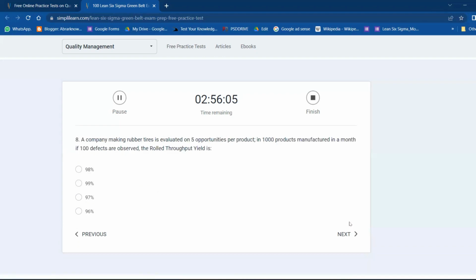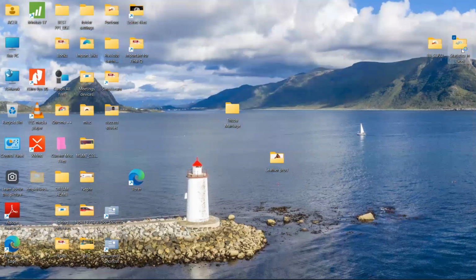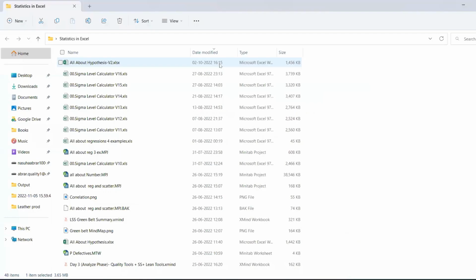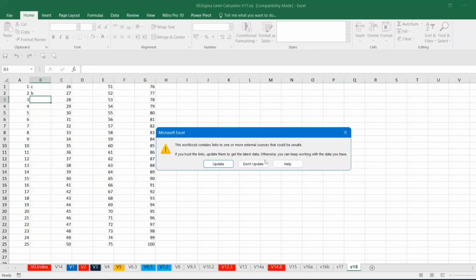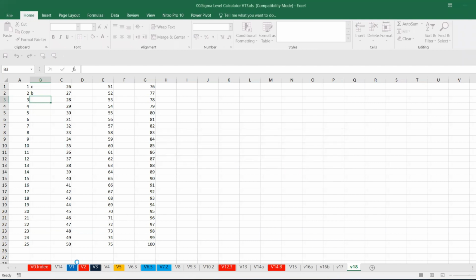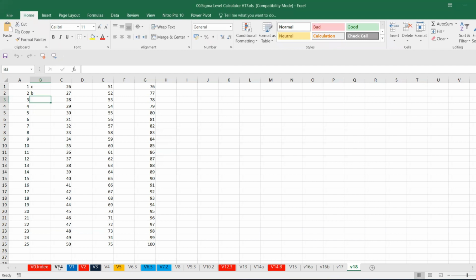And the next question is, a company making rubber tires is evaluating 5 opportunities per product, 1,000 products manufactured in a month. If 100 defects are observed, what is the rolled throughput yield? So you can say 5 opportunities, 1,000 products and 100 defects. So I will take the calculator, in which we can do it much more easily. Let me take the calculator and go to the first one.